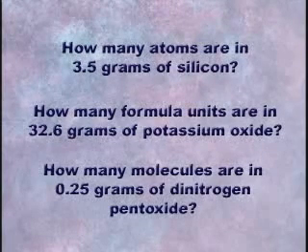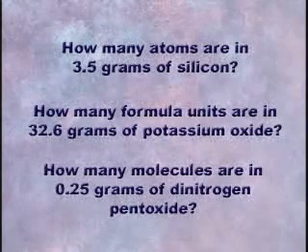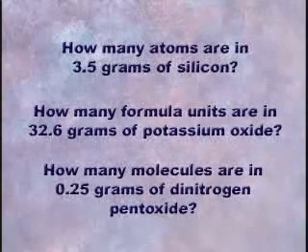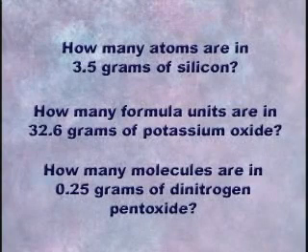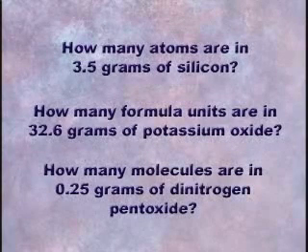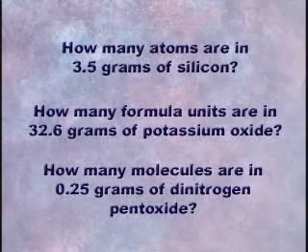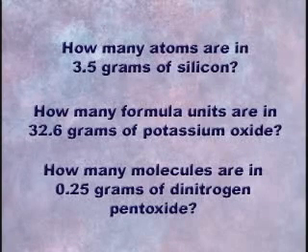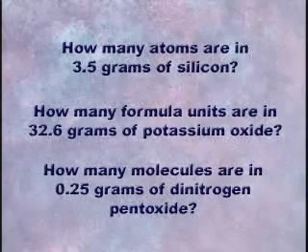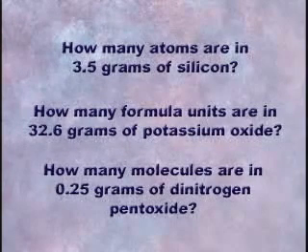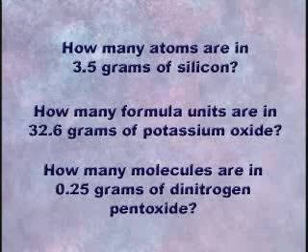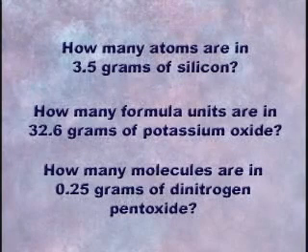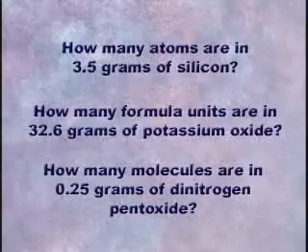Now, don't get confused because you are solving for formula units or molecules. Remember that a mole of anything is equal to 6.02 times 10 to the 23rd. So, a mole of potassium oxide is just equal to 6.02 times 10 to the 23rd formula units of potassium oxide. And a mole of dinitrogen pentoxide is just equal to 6.02 times 10 to the 23rd molecules of dinitrogen pentoxide. Let the units guide you, and you will do just fine. I'll see you back in a bit.